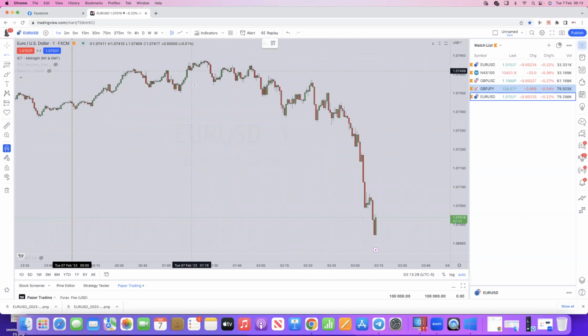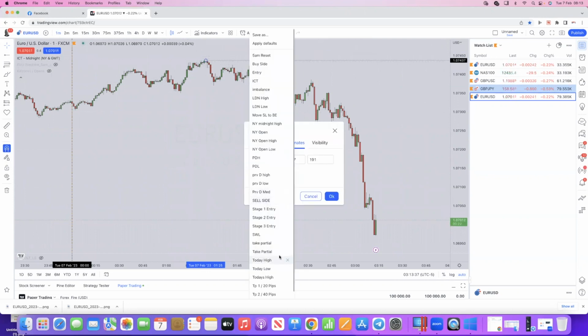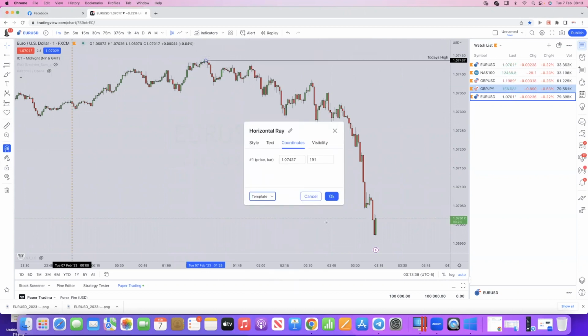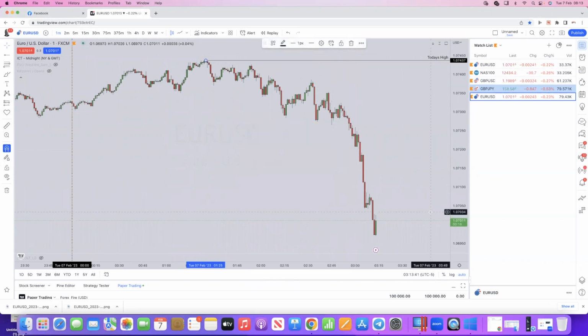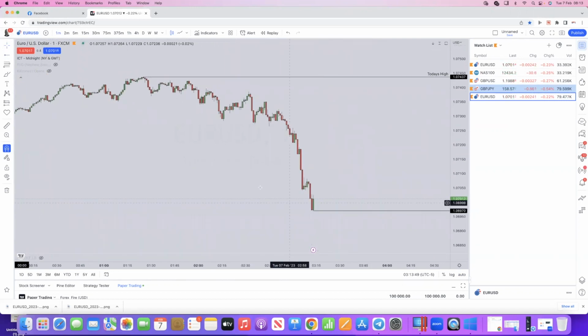And there's a couple of things I want to do. I want to put the high, which is 2 days high. And then I want to put today's low. Now, there's a reason why we're doing this.